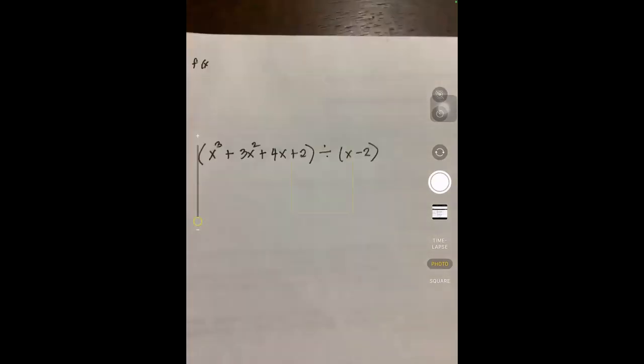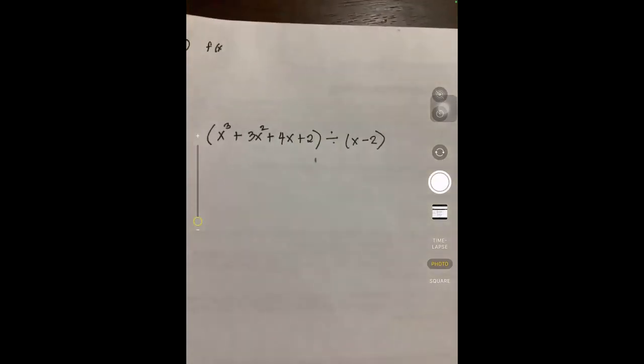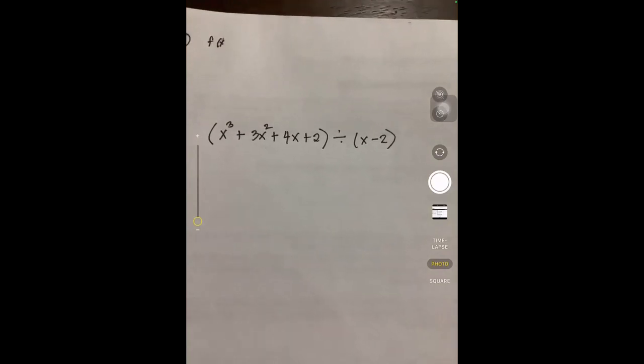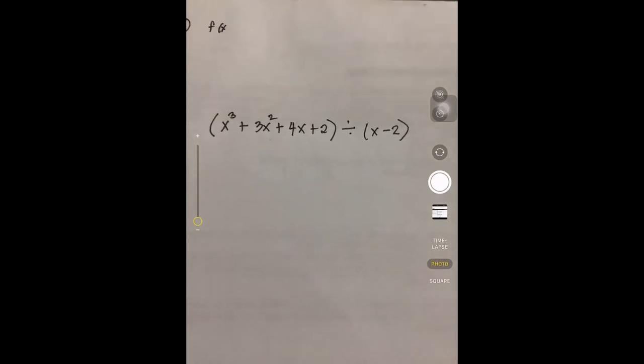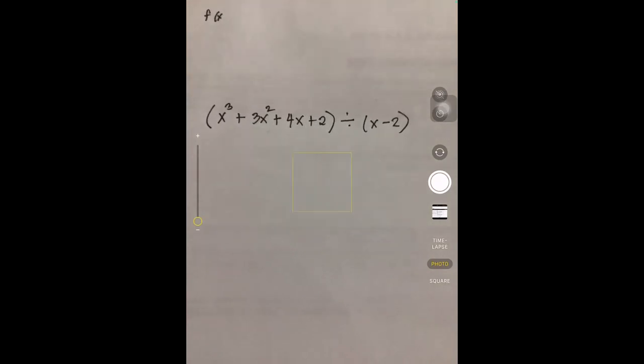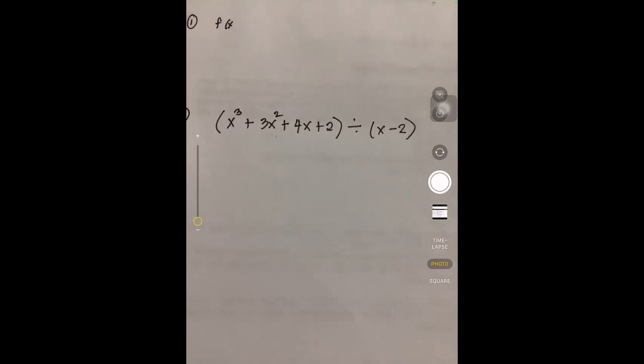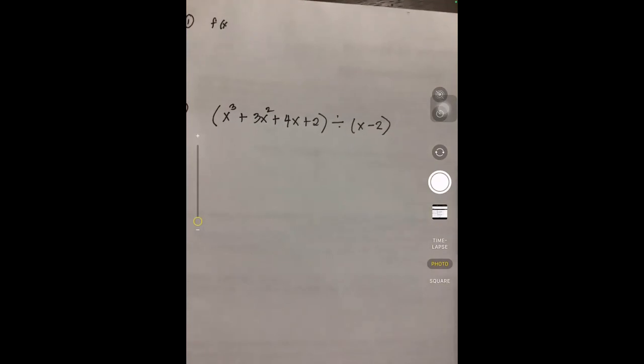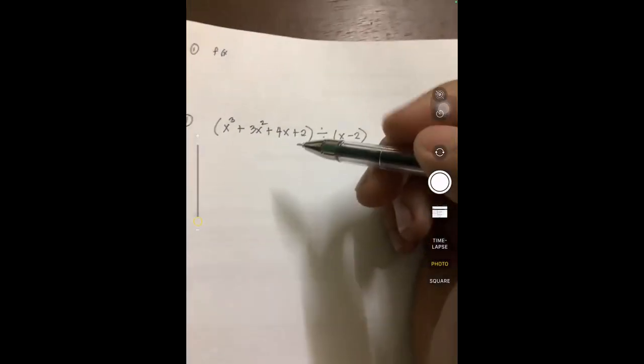For example, I have here x cubed plus 3x squared plus 4x plus 2 divided by x minus 2. For this, I would like you to solve this on your notebook using long division and synthetic division. Please pause this video first and resume once you're done answering. Once you're done, we can solve this using long division.